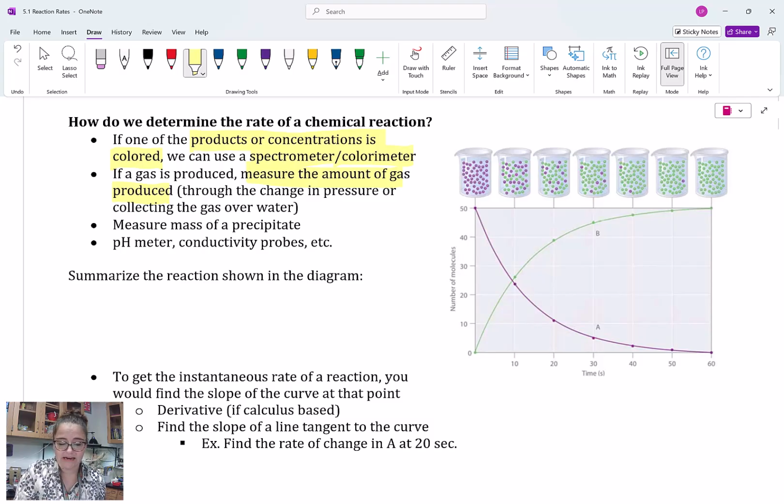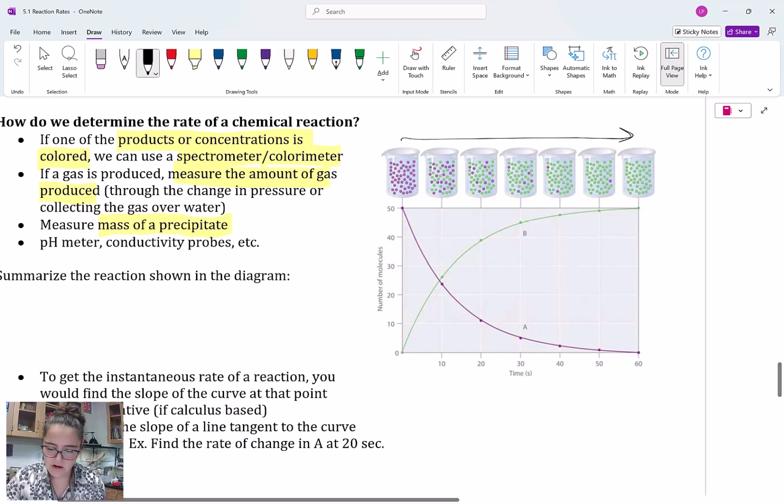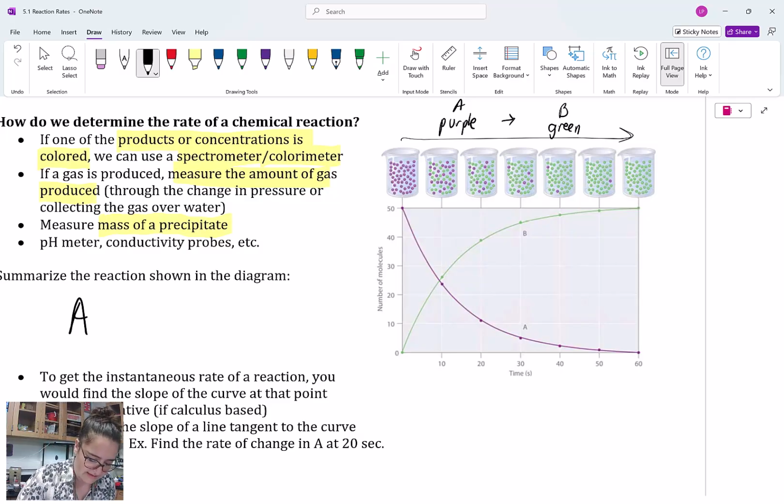If it's a precipitate, we could measure the mass of that precipitate after letting it react for certain amounts of time. We can also use pH meters, conductivity probes, and things like that. And I want us to be able to read these in a couple different representations. So here we have a particle diagram showing a reaction happening where we have purple, which is our A, turning into green, which is our B. So that is the basics of this reaction.